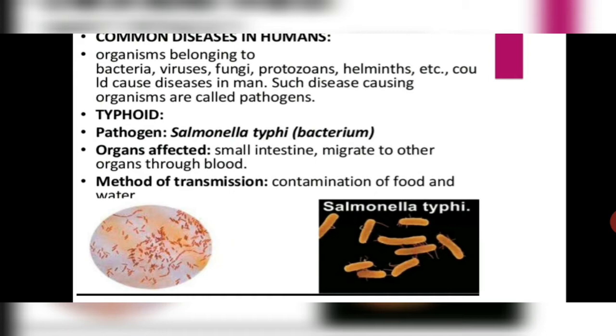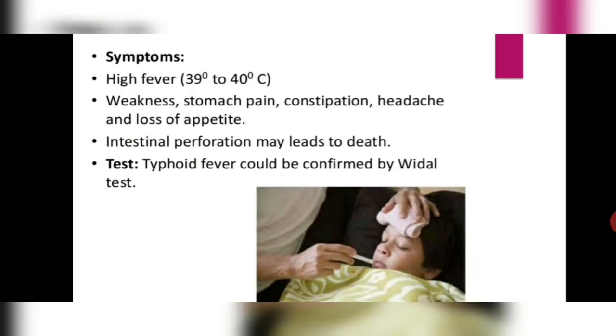Let us start with typhoid. Typhoid is caused by a bacteria, Salmonella typhi. It affects the small intestine and then migrates to the entire body through blood. It is transmitted through contaminated food and water.